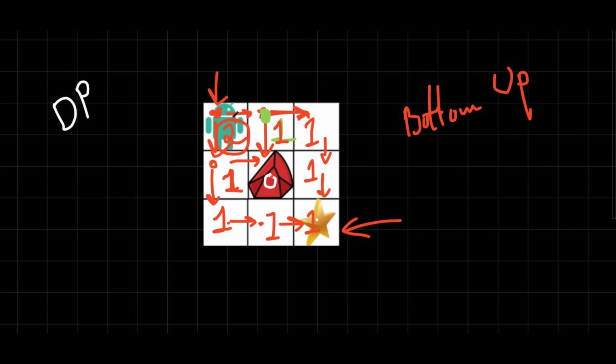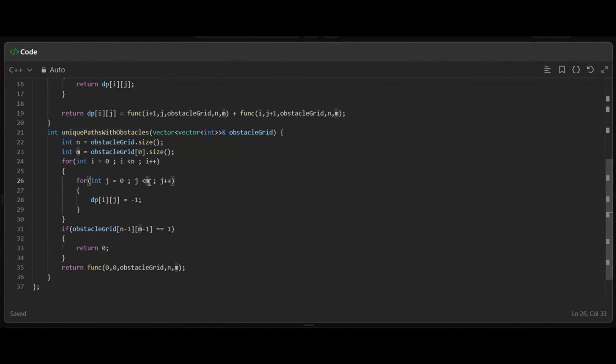I hope you understood the algorithm. Now let's move on to the code. In this problem, the code is pretty simple. At first, we are given a function named uniquePathsWithObstacles, and the input parameter of this function is the given grid.